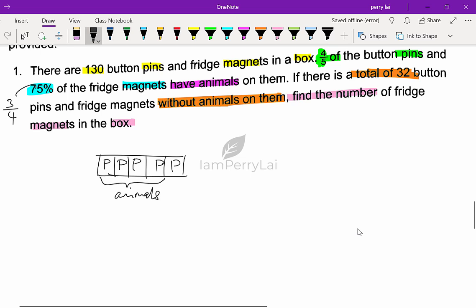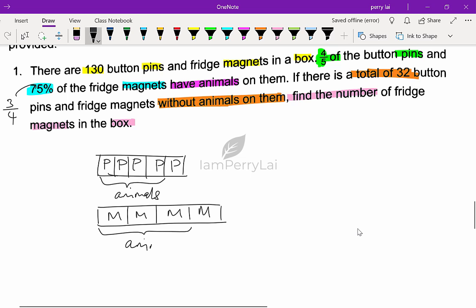And we don't know what the total is for each type of item, so we don't know how long to draw the bar. So we're just going to assume. I'm going to assume that there are more fridge magnets, okay? And this is magnets, magnets, magnets, magnets. 3 out of 4 of them have animals. Okay, so how does it look as an equation?